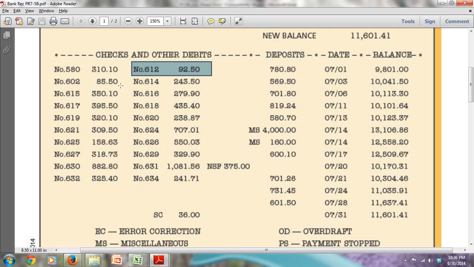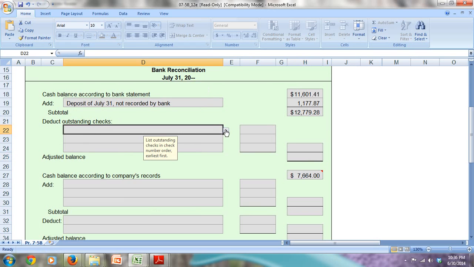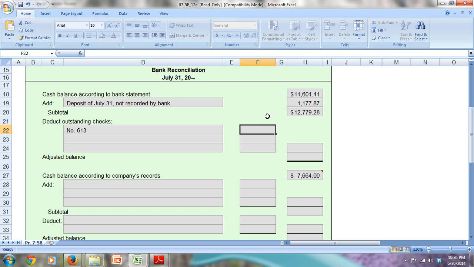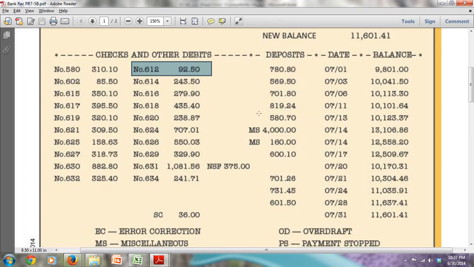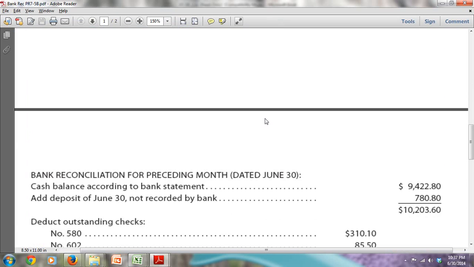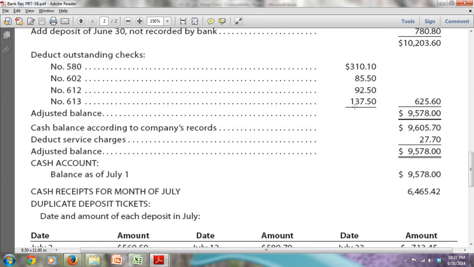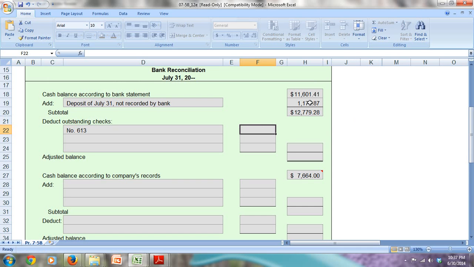So I'm going to go ahead and enter that check number in on the reconciliation as a deduction, because that is still showing as outstanding. So let's go do that. So deduct outstanding checks 613, and we're going to enter the amount. The amount was, I don't remember, 613 was $137.50. Okay.